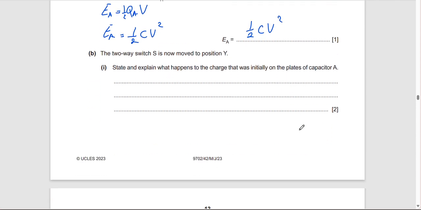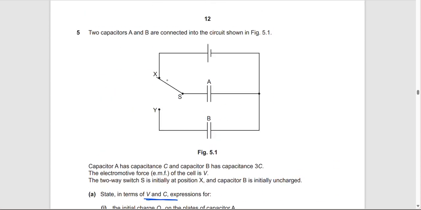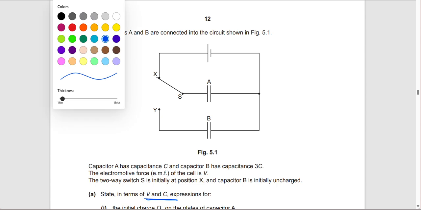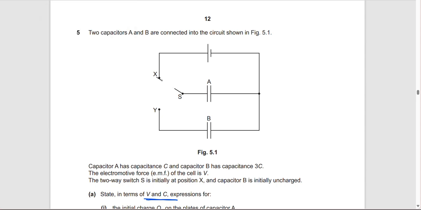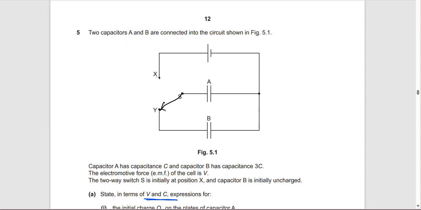B1. The two-way switch S is now moved to position Y. Explain what happens to the charge that was initially in place on the plates of capacitor A. So what happens is when you change this switch, we take it off X, it's no longer connected on X, right? Then we connect it on Y. Now we've connected it here, right?